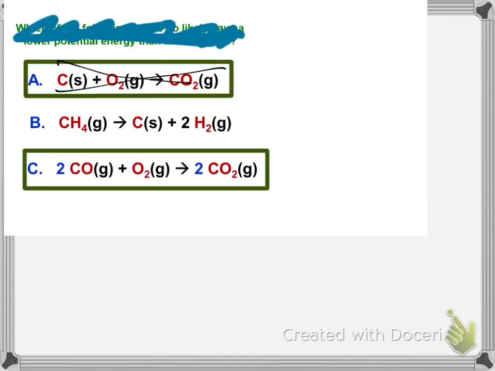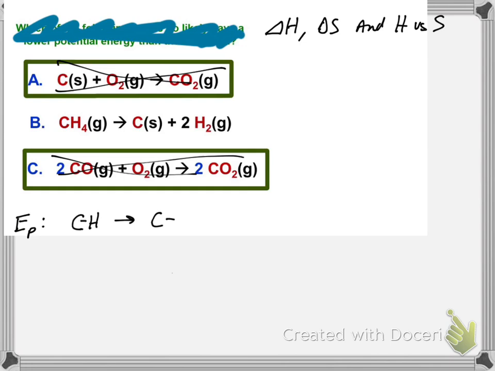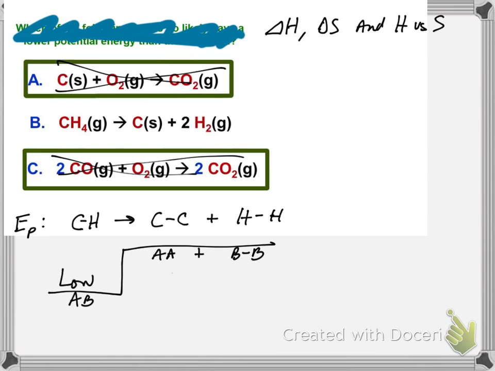Okay, we just did the first one. We're going to ignore the third one. Let's do B. Same thing, H versus S. For potential energy here, we have C-H bonds making C-C and H-H bonds. Then we have low potential energy reactants and high potential energy products, based on the bond strengths, low to high. And if we're going low to high, the change is positive. Delta EP and delta H are now positive.